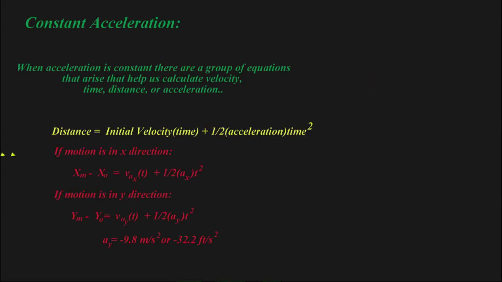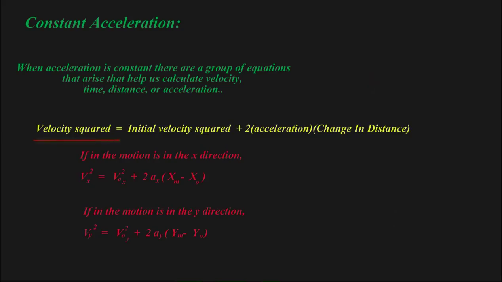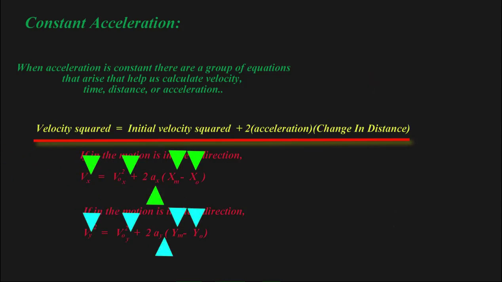Acceleration in the y direction is going to be negative 9.8 meters per second squared, or negative 32.2 feet per second squared, depending if we're on metric or standard system. So the next equation we're going to look at is velocity squared equals initial velocity squared plus twice acceleration times change in distance. Again, the only thing that will differ is that x and y if you're traveling in the x direction versus the motion in the y direction.